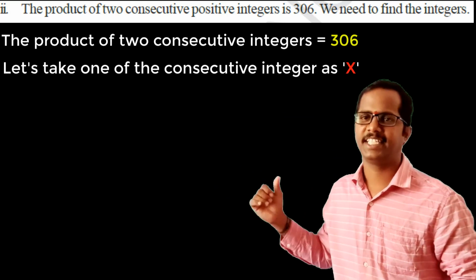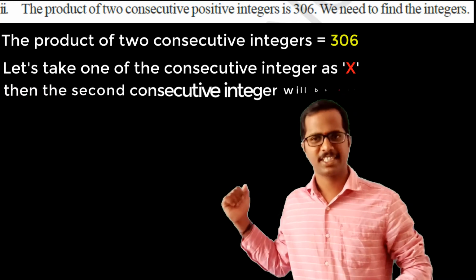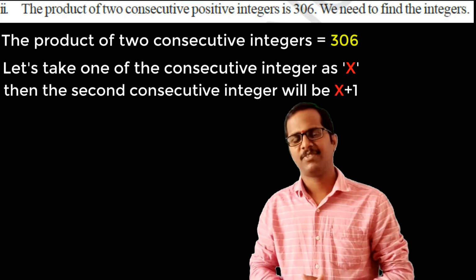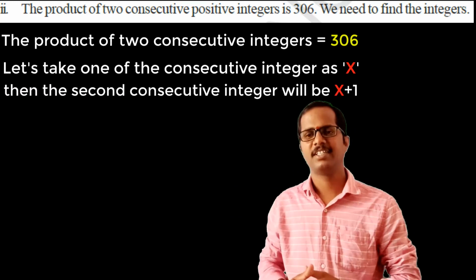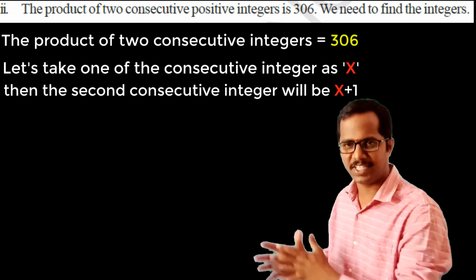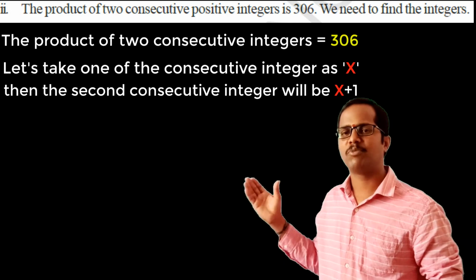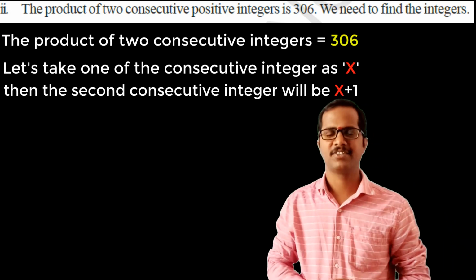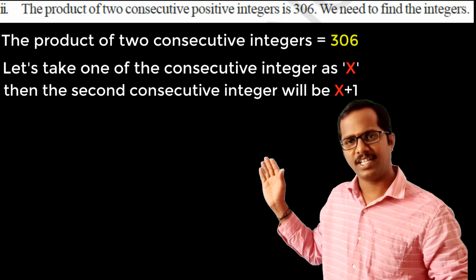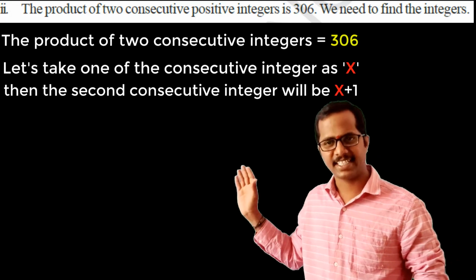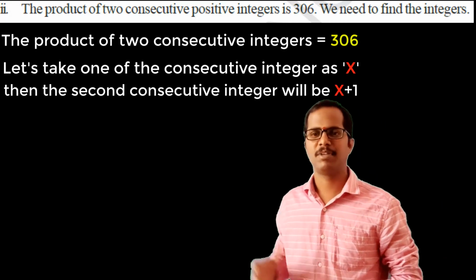Very good, it is x plus 1. Why is it x plus 1? We all know very well that the difference between consecutive integers is 1. So every integer is one more than its preceding integer. So here if we take the first integer as x, then its next integer is x plus 1.